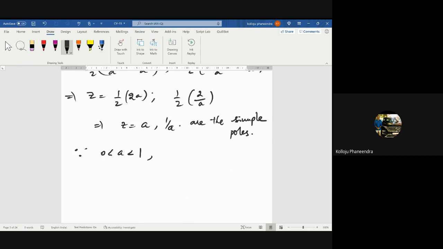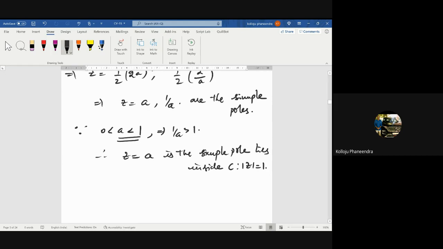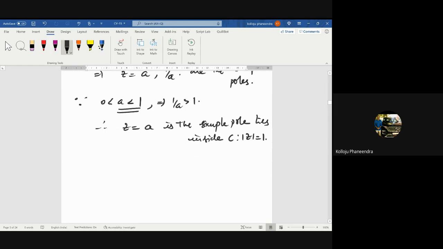which pole lies inside, given 0 less than a less than 1? 1 by a is greater than 1. Therefore z equal to a, which is less than 1, is the simple pole that lies inside C. What is C? Mod z equal to 1. Since a value is less than 1, z equal to a lies inside C. That's it. There is no other. 1 by a greater than 1 lies outside.